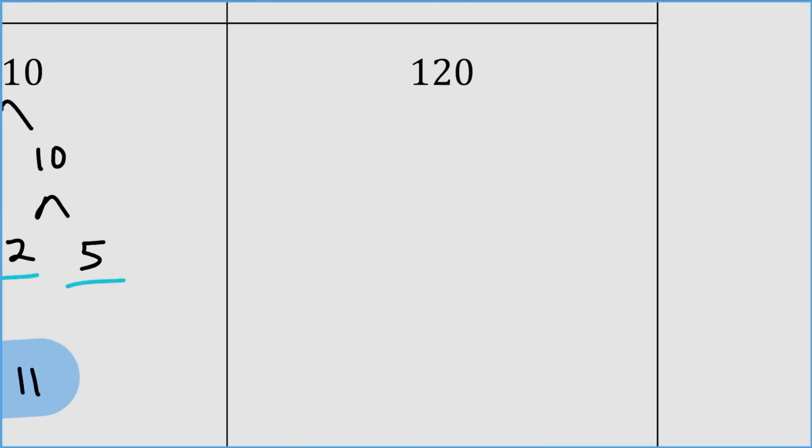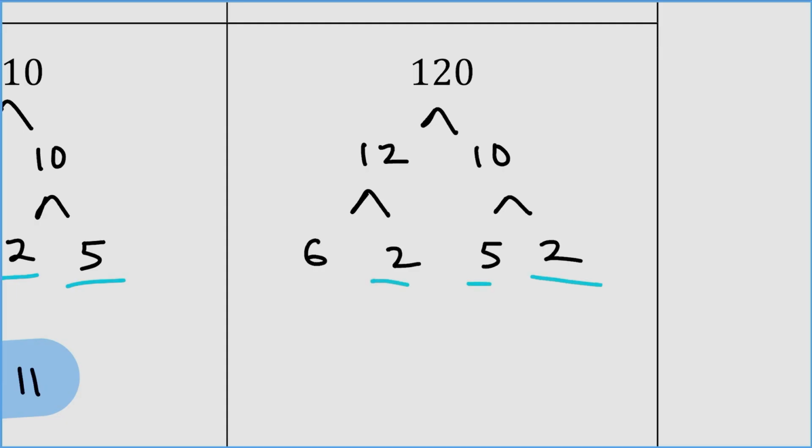120, it ends in a 0, so let's use that. That means we could break this apart into a 12 and a 10. Now, neither 12 nor 10 are prime, so both of these we can keep going. 12, we could do a 6 and a 2. 10, we could do a 5 and a 2. So let's pause and look at this row. 6 is not prime, but 2, 5, and 2 are. So we just got to keep going with the 6 here. Break that apart into a 2 and a 3. We got a lot here.